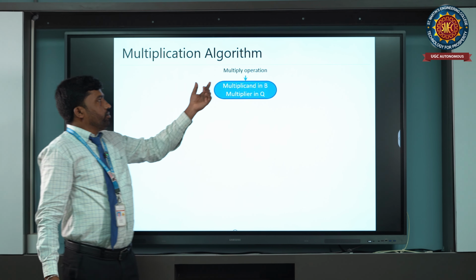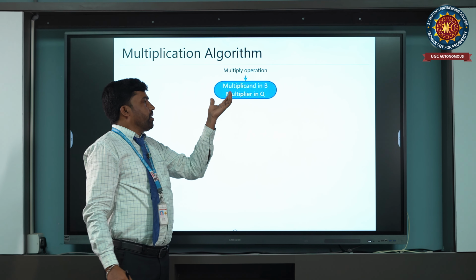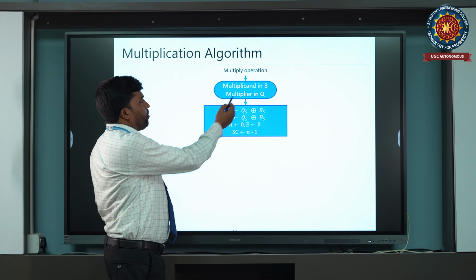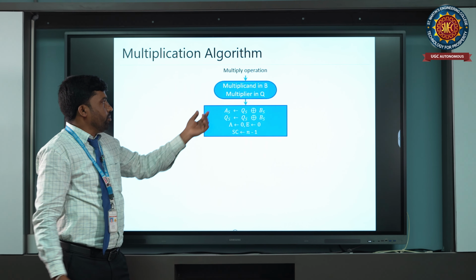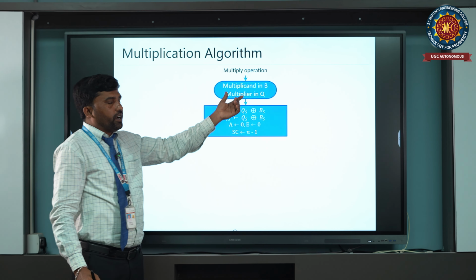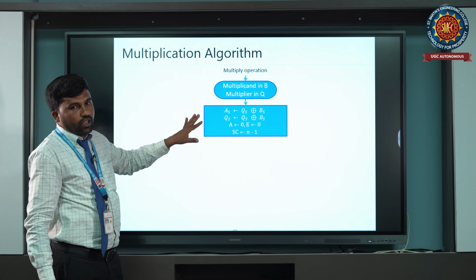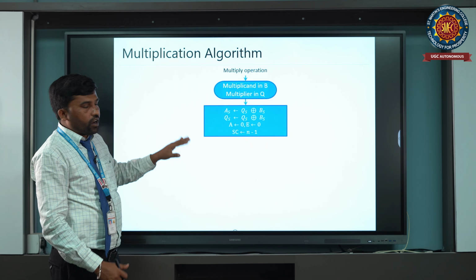So first, for the multiplication operation, we can store the 2 numbers in 2 registers. The multiplicand is stored in B and the multiplier is stored in A. Based on this flow chart only, we do the process in computer architecture.